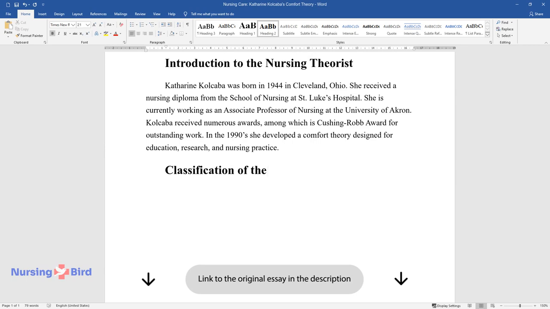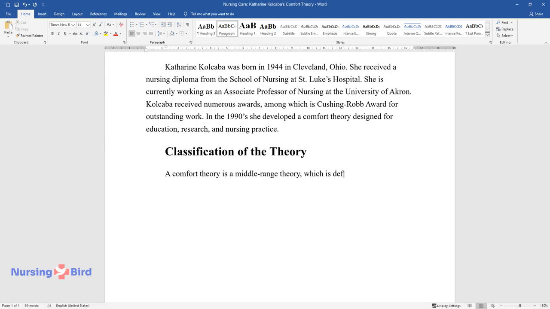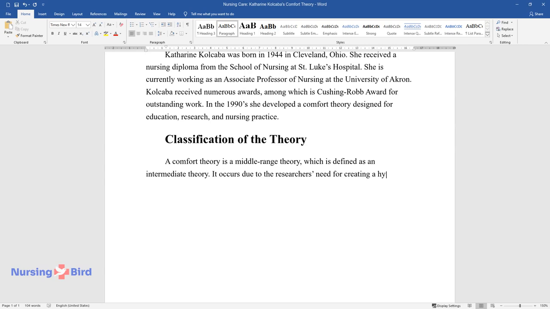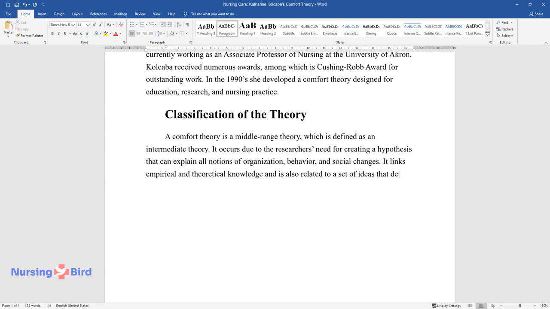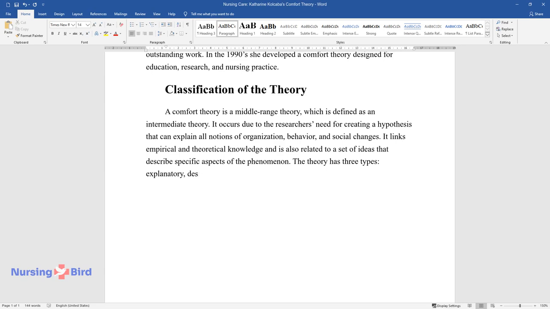Classification of the theory. A comfort theory is a middle-range theory, which is defined as an intermediate theory. It occurs due to the researcher's need for creating a hypothesis that can explain all notions of organization, behavior, and social changes. It links empirical and theoretical knowledge and is also related to a set of ideas that describe specific aspects of the phenomenon. The theory has three types: explanatory, descriptive, and predictive. Despite its usefulness, the development of middle-range theory is limited.